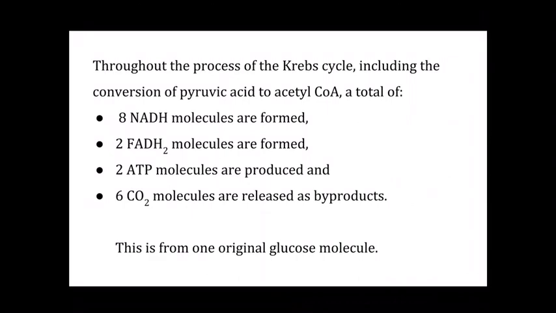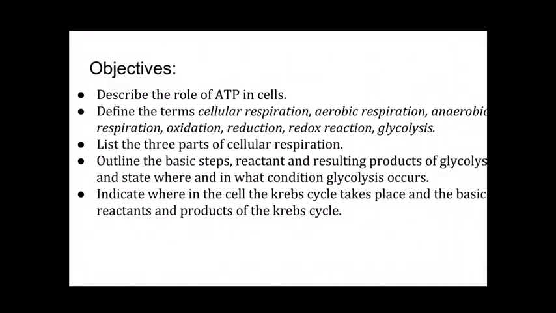Okay, so this is our summary of what we get after the Krebs cycle: 8 NADH molecules, 2 FADH2 molecules, 2 ATP molecules, and 6 CO2 molecules that need to be released from the cell and exhaled from the body. Okay, so in our next video, we're going to pick up where we left off here and take a look at the electron transport chain. We're going to stay inside the mitochondria, continue to see what's happening there, but we're eventually going to see ATP being produced.